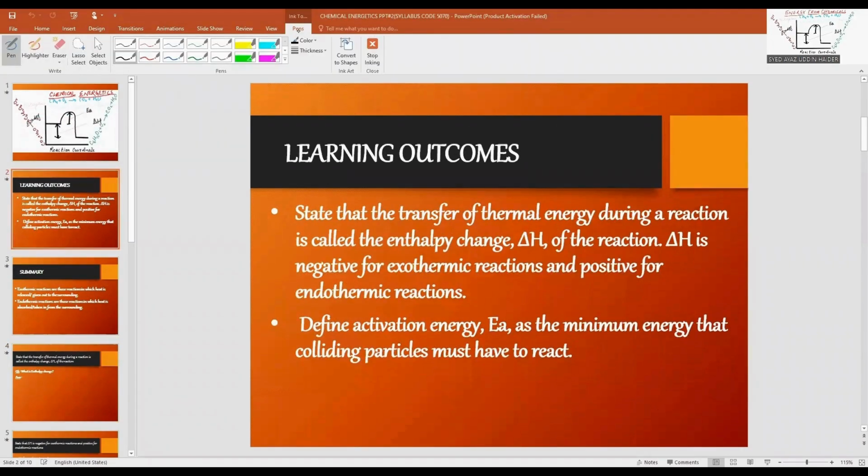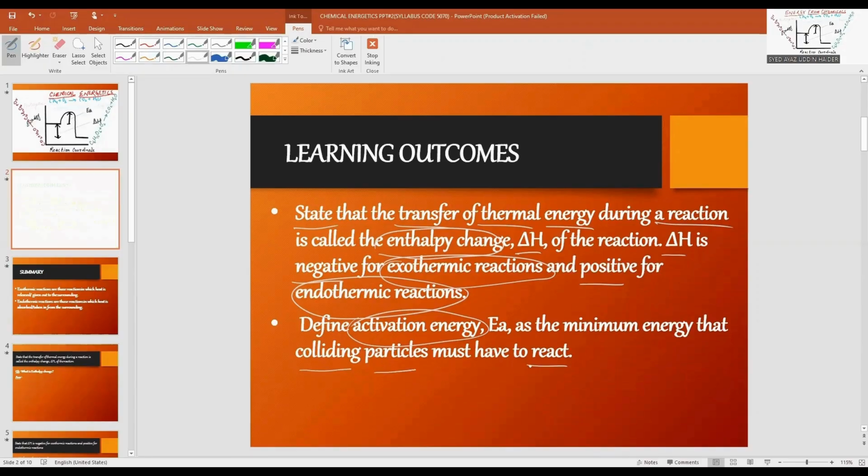The learning outcomes for this topic are: state the transfer of thermal energy during a reaction. It's called the enthalpy change, delta H of the reaction. Delta H is negative for exothermic reactions and positive for endothermic reactions. Define activation energy, EA, as the minimum energy that colliding particles must have to react.